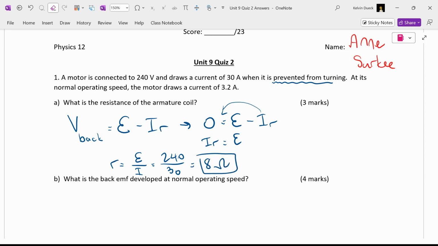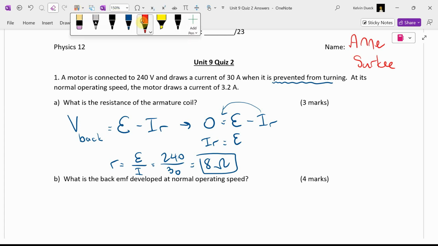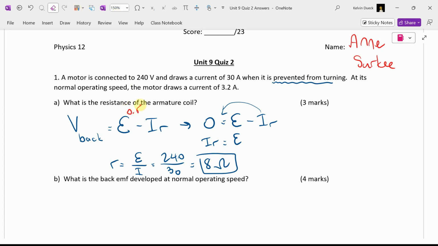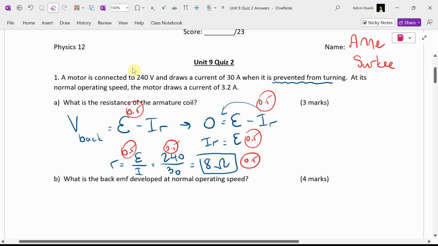If you got that, 3 out of 3. Otherwise, I would give you a half mark if I saw that, a half mark if I saw that, a half mark for that, half mark for that, half mark for the numbers, and a half mark for the answer.